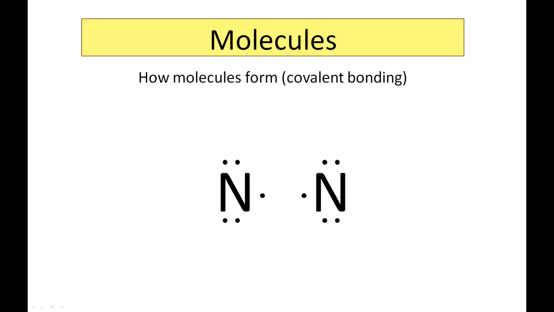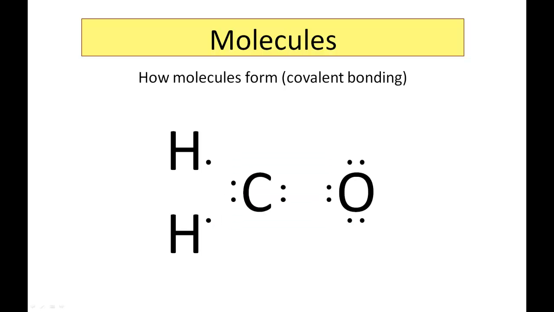Nitrogen, being in group 15, has 5 valence electrons, which means it needs 3 to fulfill its octet. And since they both want to gain 3, they will share 3 electrons and form a triple bond, like so.